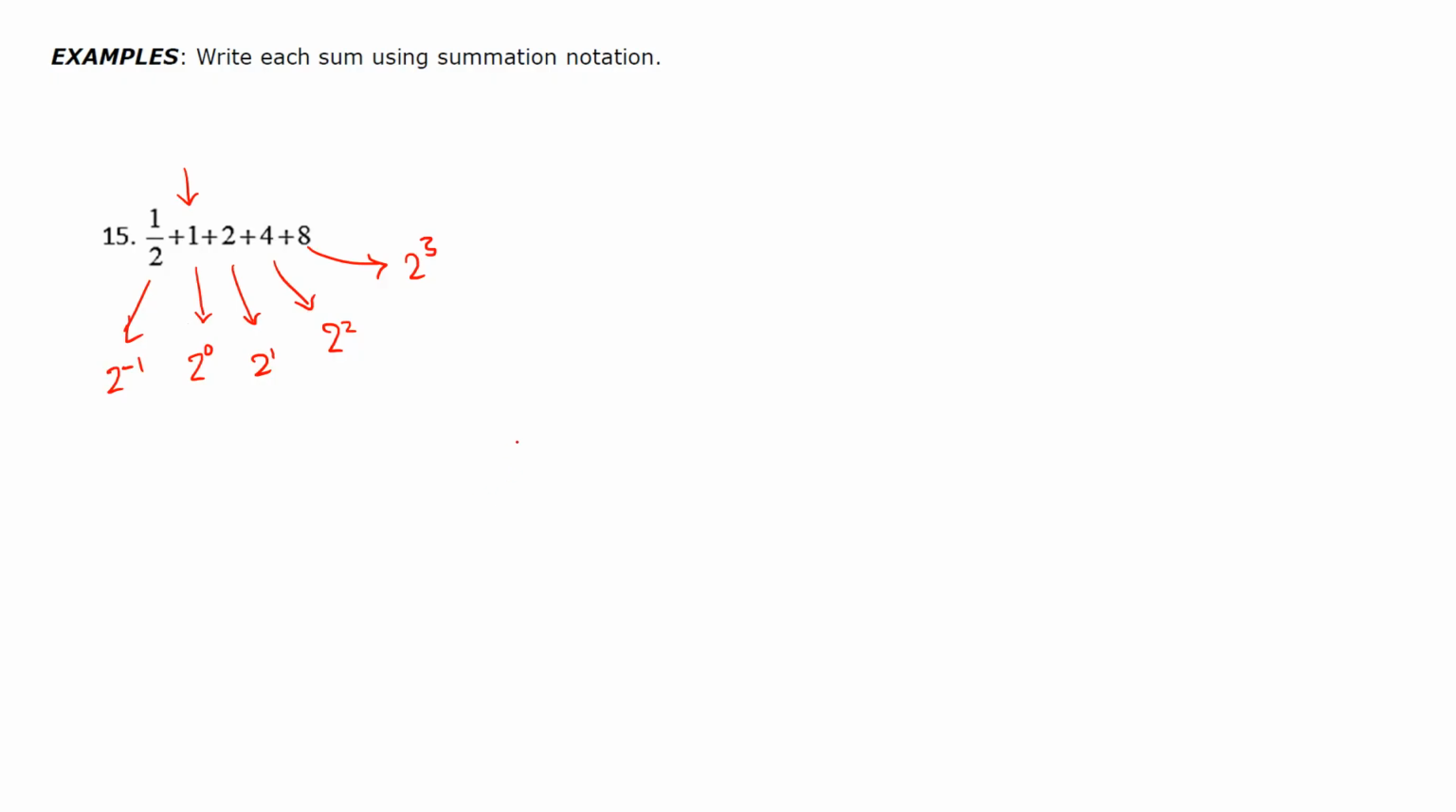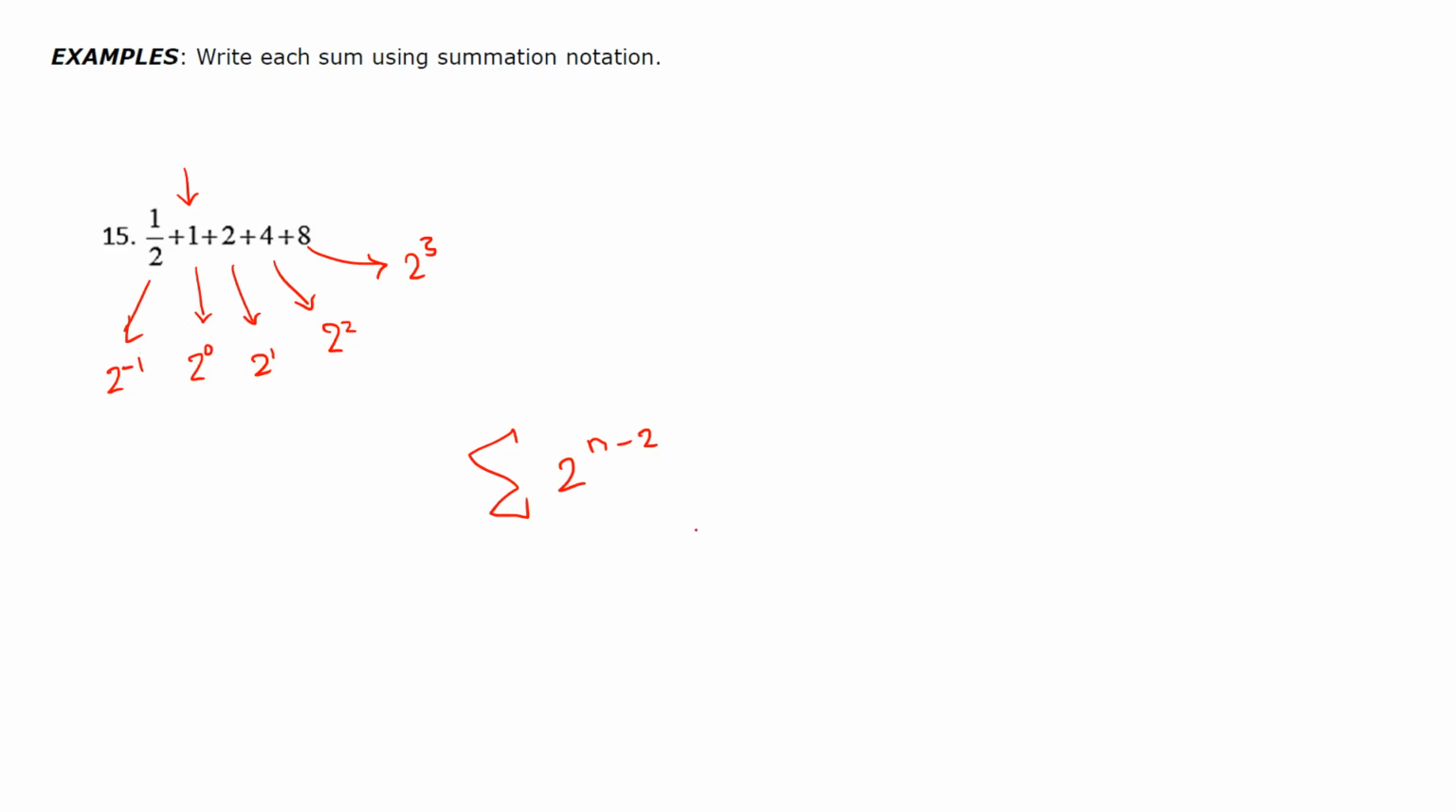Okay, so I can set up my sum notation. It can't be 2 to the n, because the first number in my sequence is 1/2, so that's 2 to the negative 1. So my first term should be negative 1. How am I going to do that? Well, I can represent this by n minus 2.